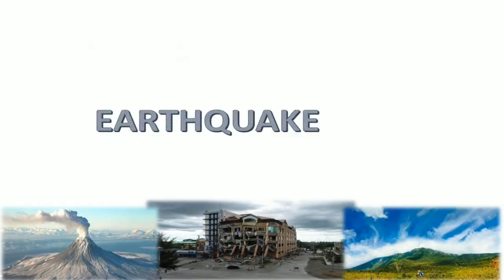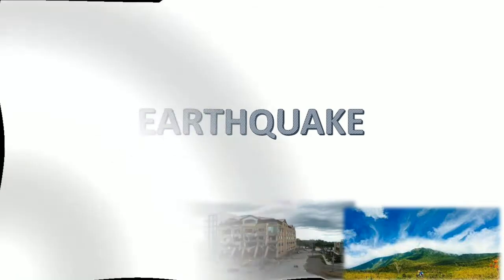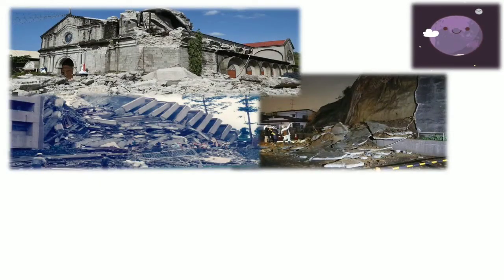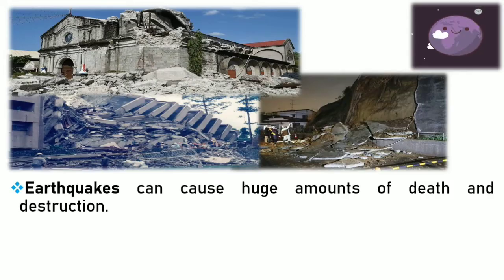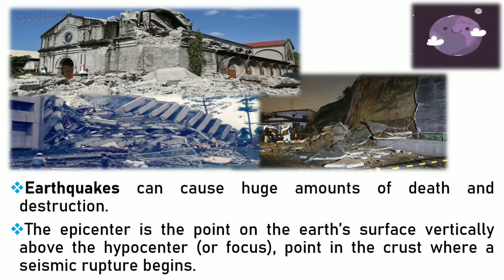Next, we have the earthquake. Here are some images of earthquakes which happened in the Philippines. Earthquakes can cause huge amounts of death and destruction. The epicenter is the point on the Earth's surface vertically above the hypocenter or focus, the point in the crust where a seismic rupture begins.